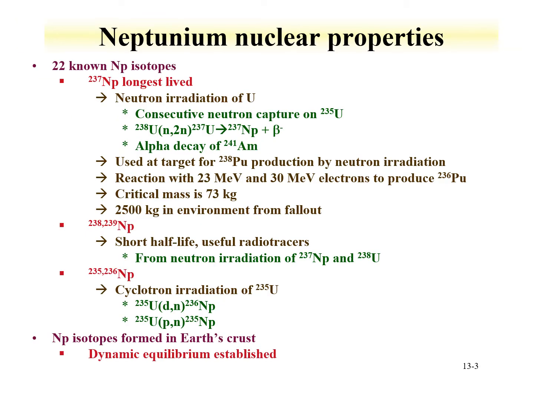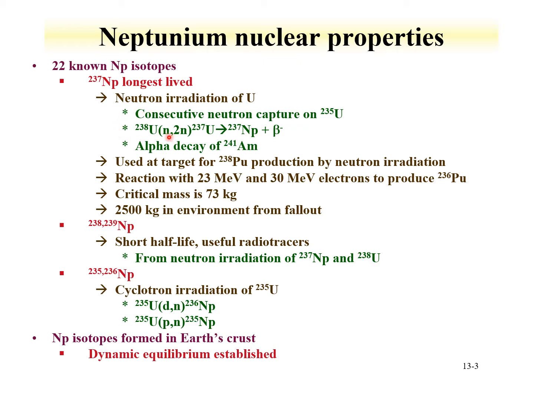Neptunium has 22 known isotopes. The longest lived is the Neptunium-237 isotope, which can be produced two ways in the nuclear fuel cycle. One is consecutive capture on uranium-235. Uranium-235 captures a neutron, and instead of fissioning, in a smaller percentage of the time it'll capture to form uranium-236. The uranium-236 is also long-lived, and it can capture a neutron and create uranium-237, which then beta decays to Neptunium-237.